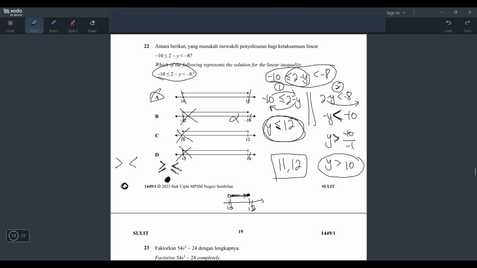But why can't it be C? C is 10 and 12, the line, but they colored the 10. But this one they never colored, so it's wrong. C will be wrong, because if there is no line underneath, you will not color it, right? The y is bigger than 10. So the 10 on top, we don't have to color. We just put a circle, right?